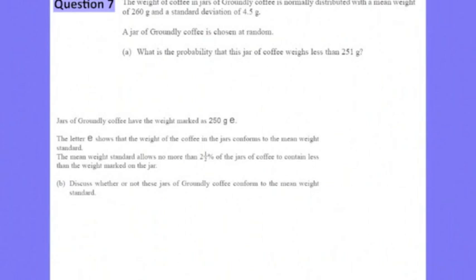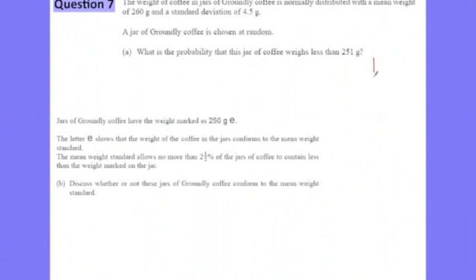Question number 7. The weight of coffee in jars of ground coffee is normally distributed with a mean weight of 260 grams and a standard deviation of 4.5 grams. A jar of ground coffee is chosen at random. What is the probability that this jar of coffee weighs less than 251? Okay, so let's have a look here.